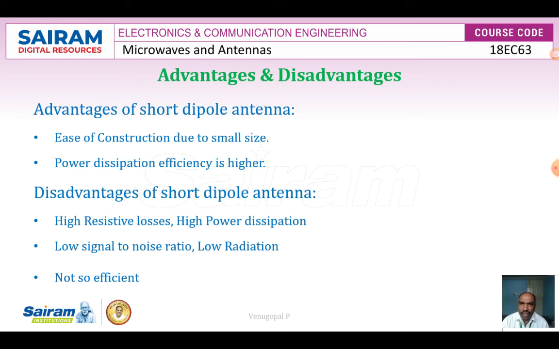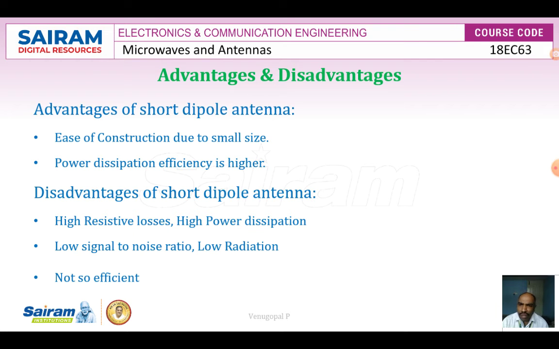Next, what are the advantages and disadvantages of the short dipole antenna? Advantages of the short dipole antenna: as I told you, the linear antenna consisting of very short conductors is often referred to as the short dipole antenna. Since the size of the short dipole is very small, the construction becomes very easy. Second, the efficiency of power dissipation is higher in the short dipole antenna.